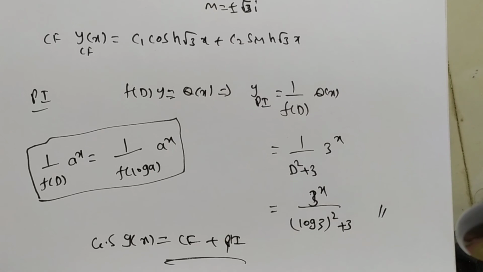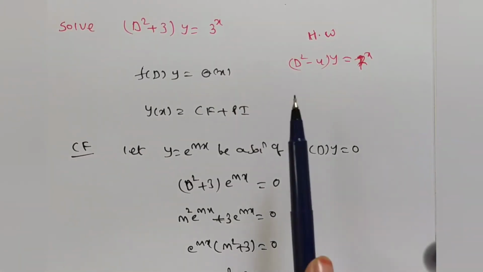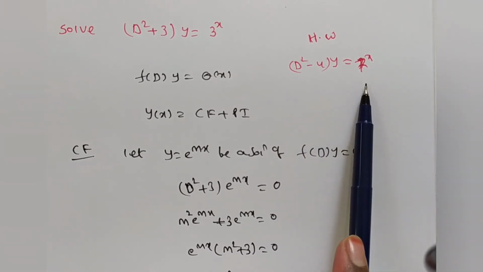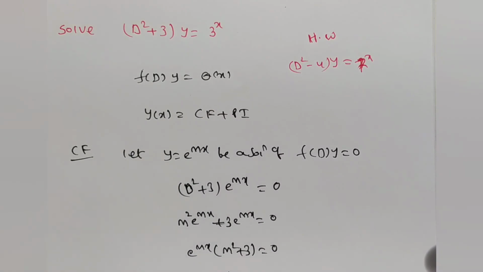Is it clear for everyone? Can you solve another problem? Suppose I give (D square minus 4)y equal to 7 to the power of x. This is similar to the previous problem. Try to solve this problem.